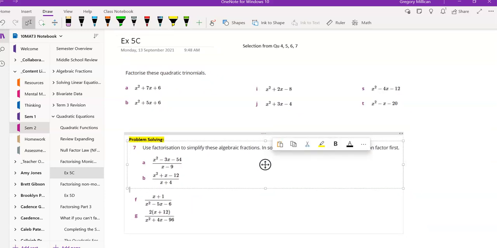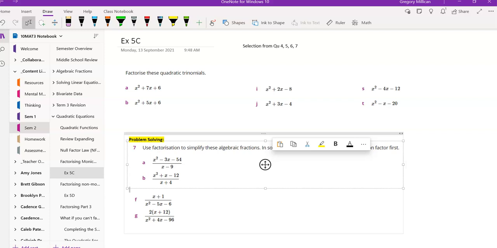Okay. Now, up in the top right of exercise 5C, you'll see a selection from questions 4, 5, 6, and 7. Question 7, I've got some examples there. They are at the problem-solving end. I want you to realise that you actually can do those.